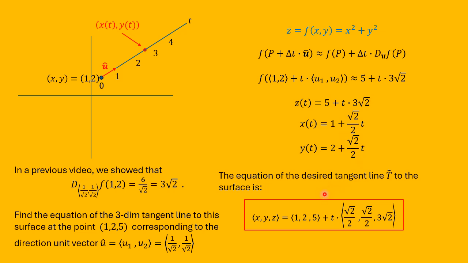So we have solved the particular problem that we were looking at, which was to find that particular tangent line to that surface that went through the point 1, 2, 5 and was tangent to that paraboloid in the direction of u in the xy plane, u being that unit vector 1 over the square root of 2, 1 over the square root of 2.